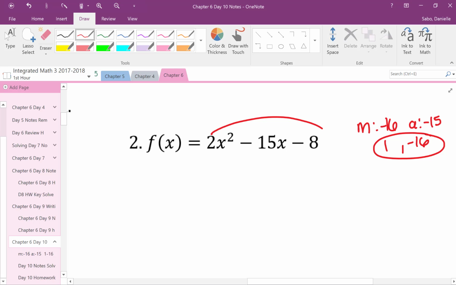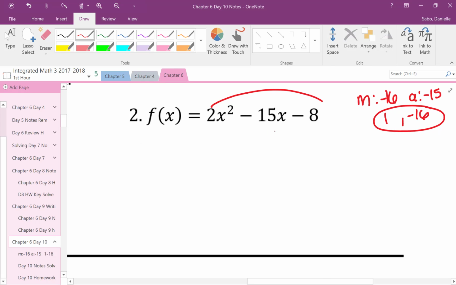Whatever numbers you use, you're going to break up the middle term. So here we go. I'm going to break up this middle term. I get a 1x and I get a -16x. Again, we can do that because when you add them together, you get -15x. It's still valid. Okay, so then I'm going to bring down my 2x squared. I'm going to bring down my -8.